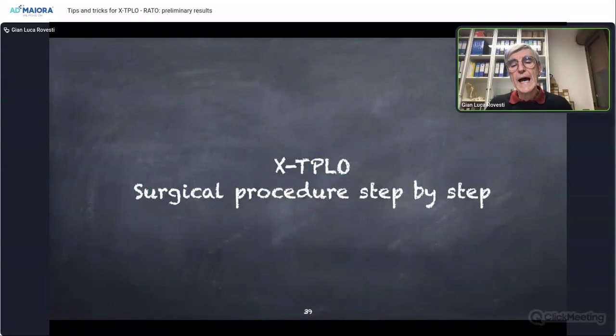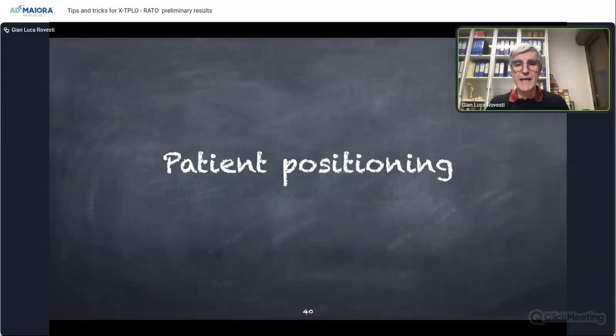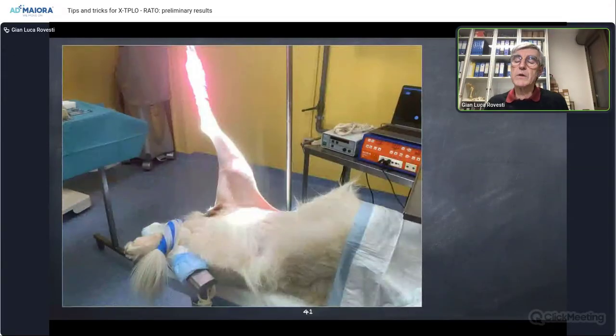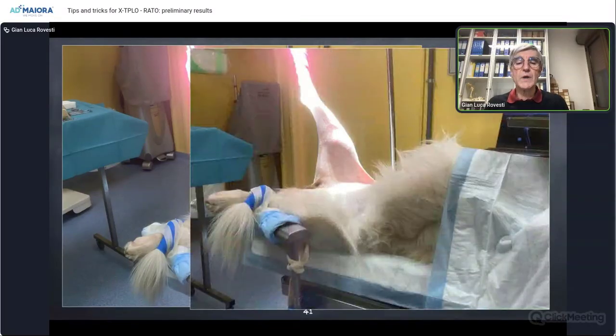So now the X-TPLO surgical procedure step by step. So patient positioning, we are not taking a lot of time to do that, but I like dorsal recumbency with the contralateral limb supported and abducted, but supported.